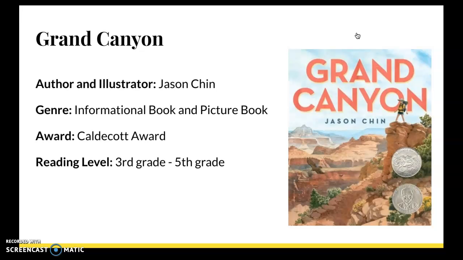The first book I chose for my featured book is called The Grand Canyon. The author and illustrator is Jason Chen. The genre is an informational book and a picture book. It won the Caldecott Award, and its reading level is from 3rd grade to 5th grade.